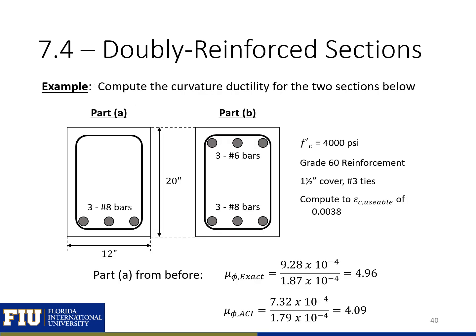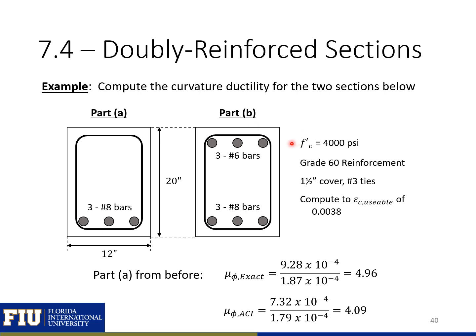Next, we're going to go through an example problem where we compute the curvature ductility for a singly reinforced and doubly reinforced section. You can see this is the same section that we looked at in previous examples, where we have a 12-inch by 20-inch width. We have 3 number 8 bars as our tension steel in both sections, and 3 number 6 bars as our compression steel in our section considered for Part B.